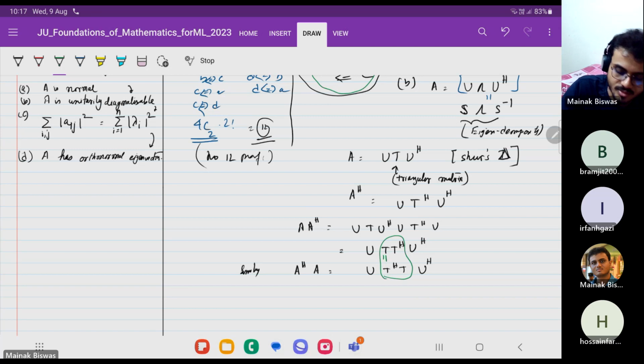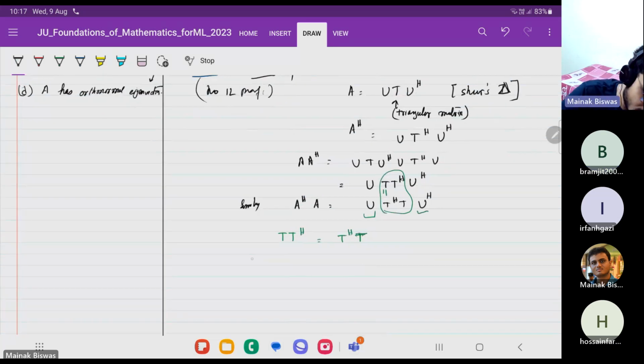Yes or no? These are full rank matrices. So you have to have the inner ones be equal. Yes, right or no? So you have to have T T Hermitian equal to T Hermitian T. Right? Yes or no? Okay. Yes. So what does it mean?